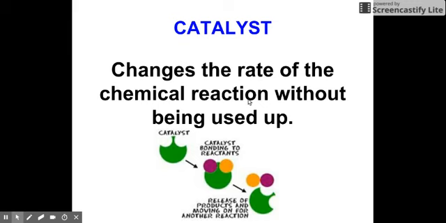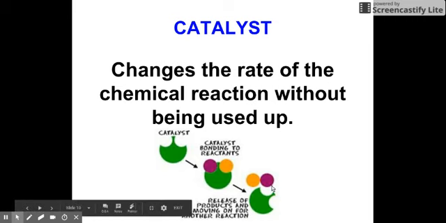So, in other words, the catalyst is instrumental to make the reaction take place faster because it's the bridge that will allow your reactants to interact and be able to form new chemical bonds that will form new compounds.